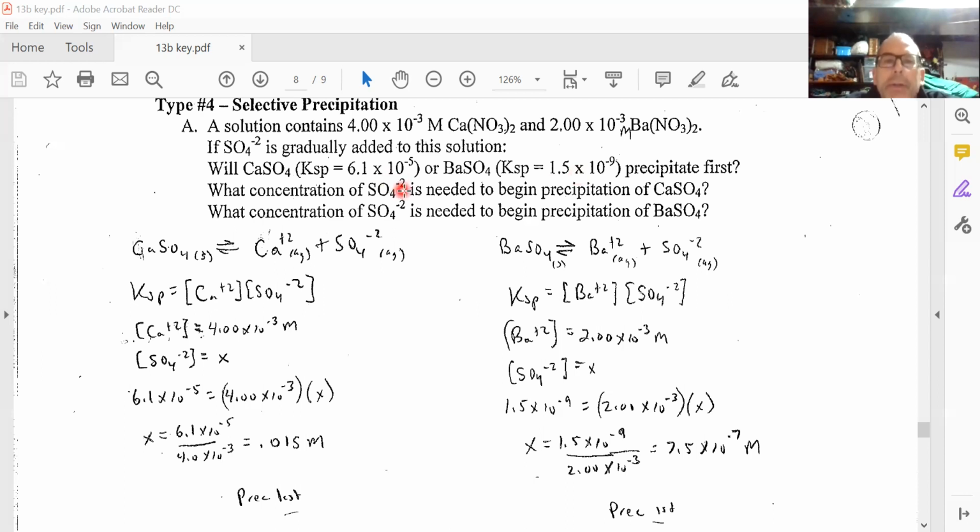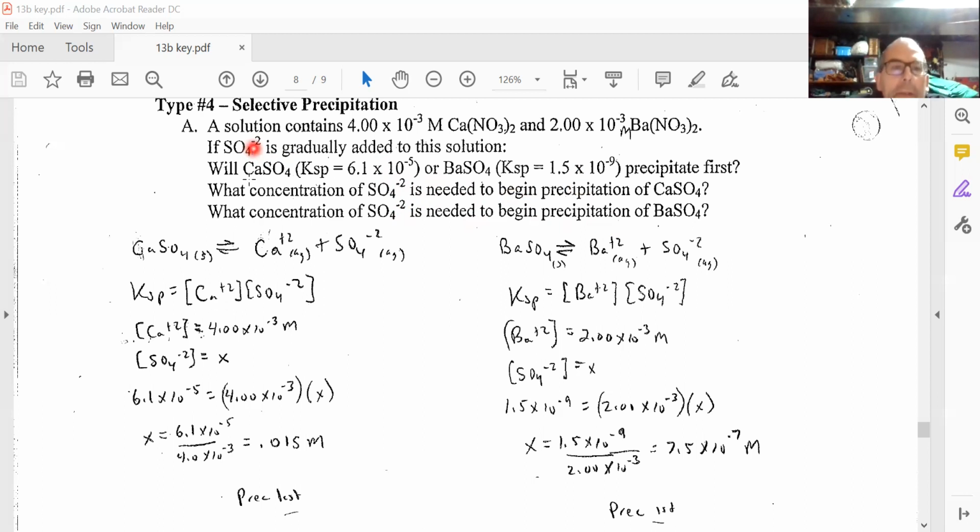So it asks, what concentration of SO4 is needed to begin precipitation? The one that needs the least concentration to begin precipitation, in other words, where you have to add the least SO4, is going to be the one that precipitates first.